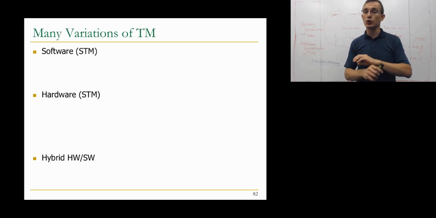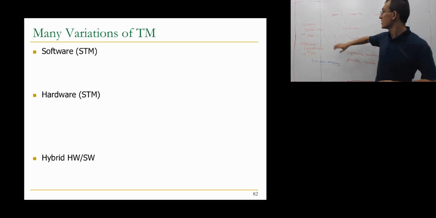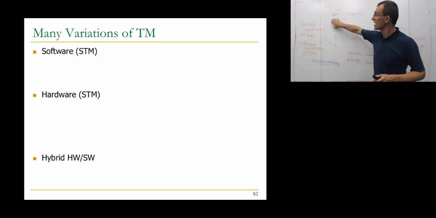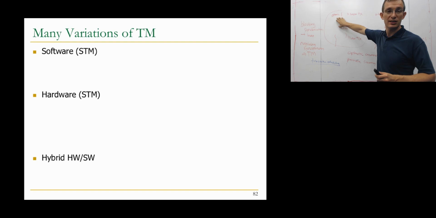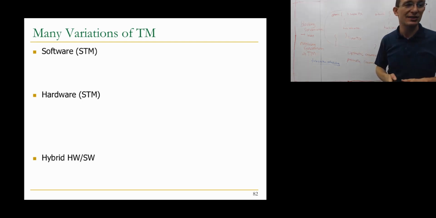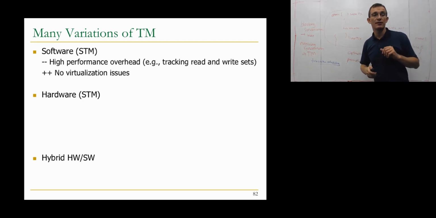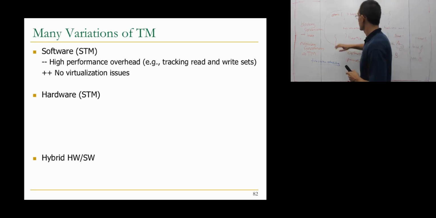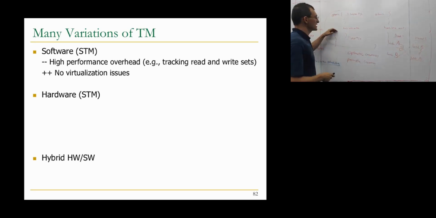This can be implemented purely in software, which means that the runtime system somehow ensures that you actually satisfy these atomicity semantics in the transaction, right? So the upside of this is there are no virtualization issues, right? All of the addresses are virtual. If you actually interrupt the process, well, you can actually keep track of everything in software, right?